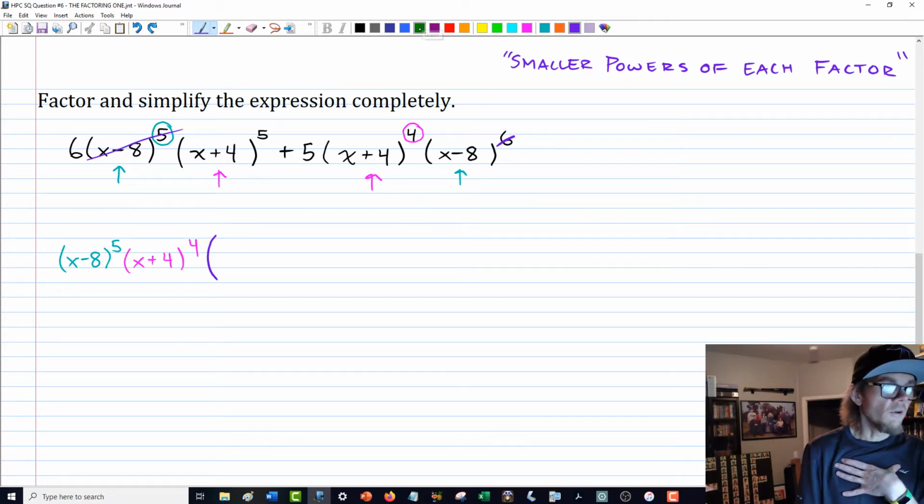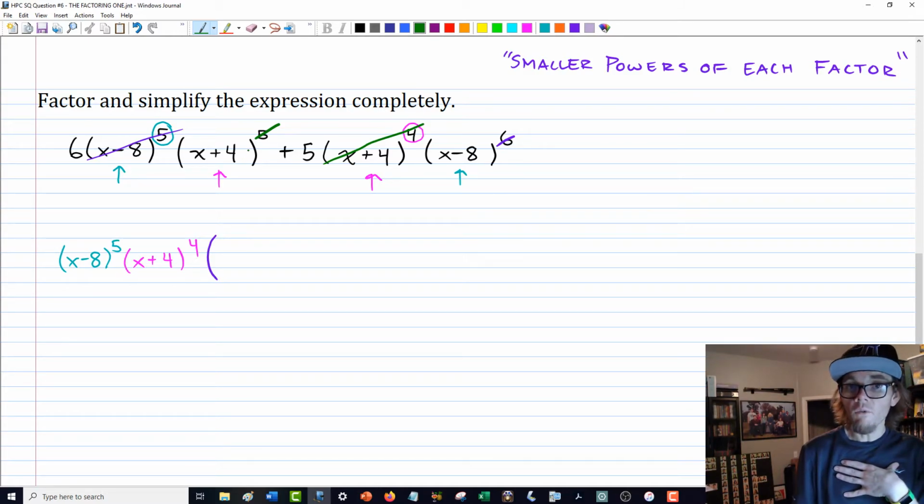The second one that I can do, I can look at the (x + 4)s. We're pulling out 4 of them, the smaller of the powers. When we do, all 4 of these are going to go away. That means 4 of the 5 will be gone from the first term, and once again, it leaves us with a power of 1.